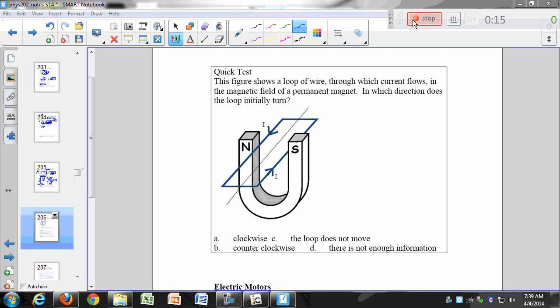You had a loop of wire and a magnetic field. But here, what direction does this loop turn? At least initially, what direction does it turn? You just want to take one side. Remembering too that the magnetic field runs from which pole to which pole on a magnet. Okay, yeah, north to south. So my magnetic field runs in this direction. And you can just take one side and ask yourself, what is the force on that wire? So take the right side or the left side, doesn't really matter.